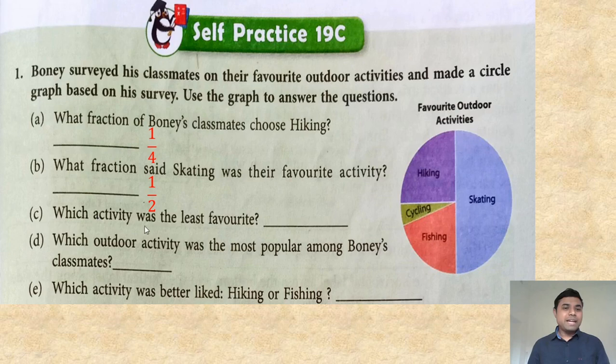Next, C. Which activity was the least favorite? That means whose area is least? Cycling. Just see here, the green part is a very small part. So this is the least favorite, right? Answer: cycling. Next, D. Which outdoor activity was the most popular among Bonnie's classmates? Most popular, that means which takes more area? Skating. Obviously, you can see here this portion is most.